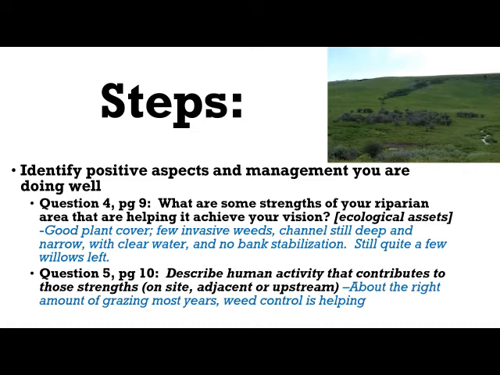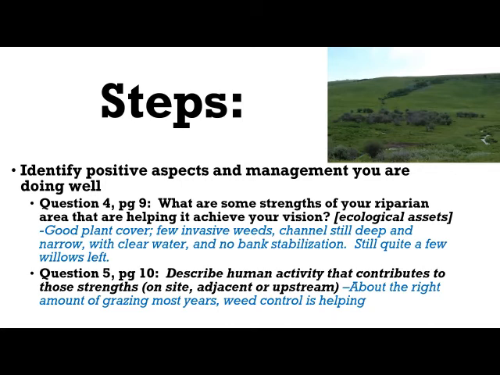And then the related questions, well, what's happening at the site now? What's the management or the human activity that's contributing on your site to the strengths? So it can be right in the riparian area, it can be adjacent, and it can also be upstream, because sometimes those things are influencing what's happening in the riparian area. So at this example site, it's about the right amount of grazing most of the time, and they're really on top of weed control to keep it under well managed amounts. So those are really positives.